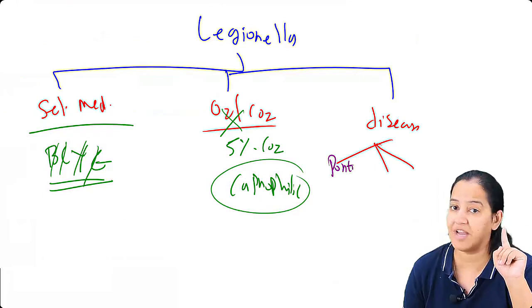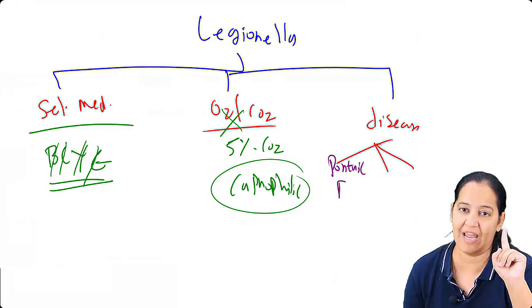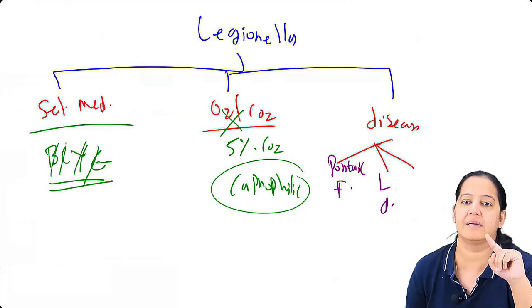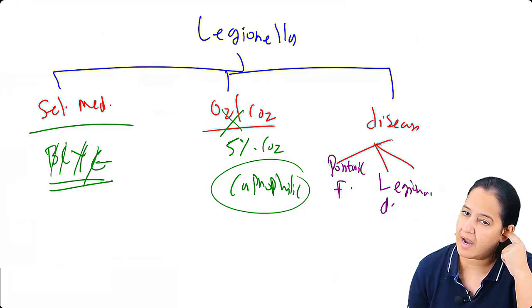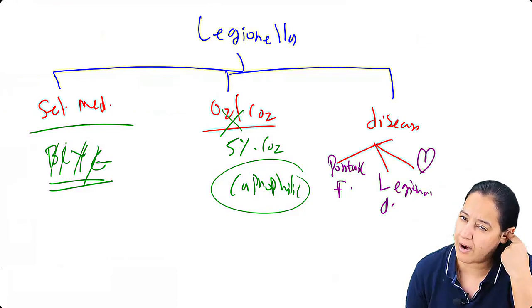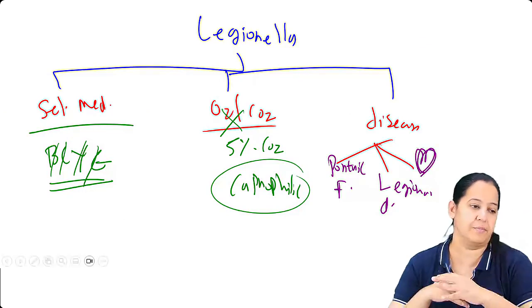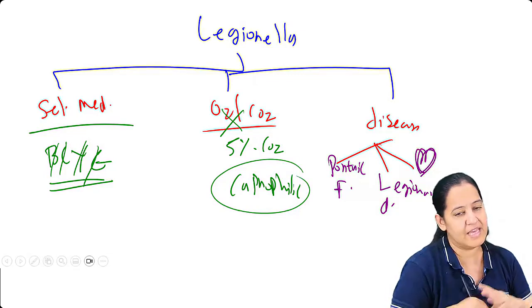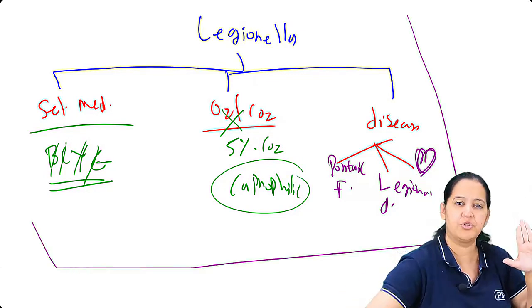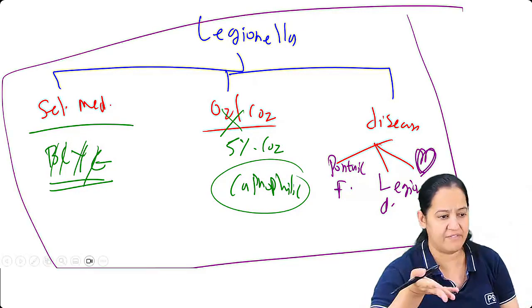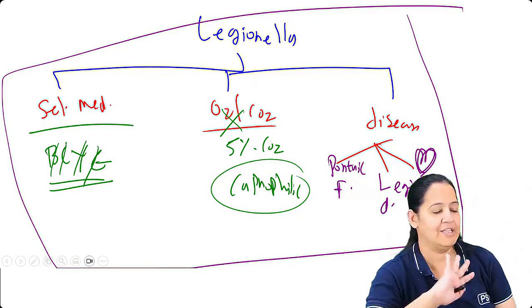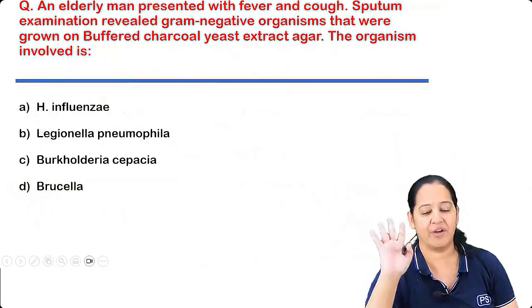Pontiac fever is a very important PYQ. Pontiac fever, Legionnaires' disease, and the third one, where the extrapulmonary organ is the heart. Please learn. So these are the three diseases. Legionella is just this small a bacterium. Keep making short notes. I have given it, just compact it and learn. Now read the question and tell me the answer.